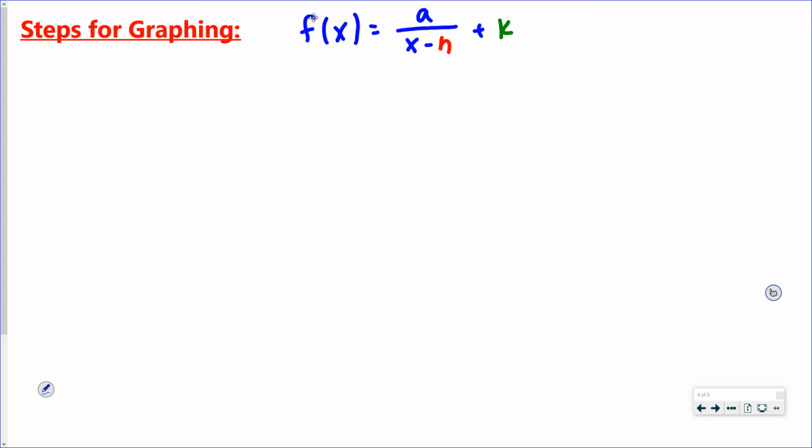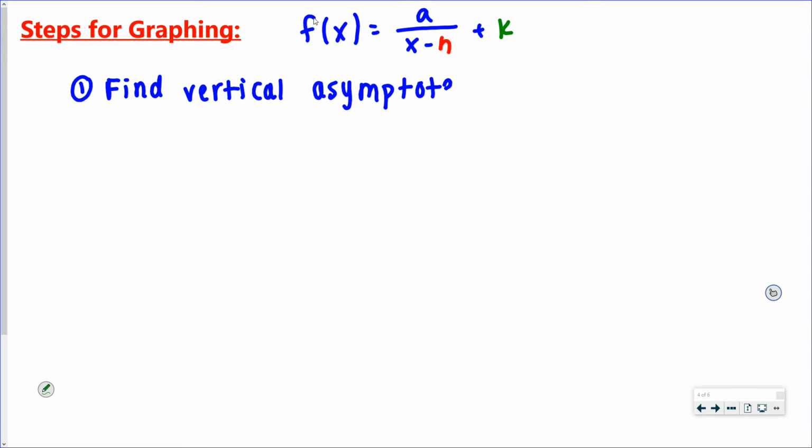The first thing you're going to do is find where your vertical asymptote is. I often just write VA. So how you do that, my friends, is you have to figure out where your function's undefined. So you set your denominator equal to 0, like we did with the other ones.